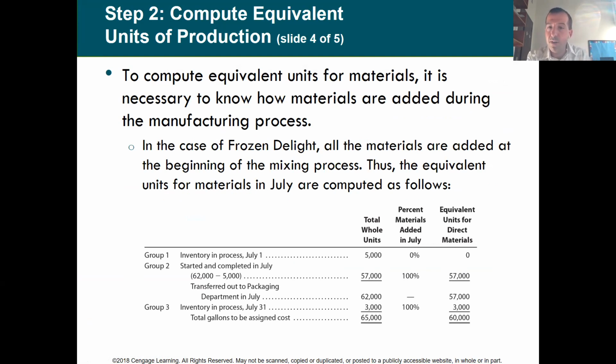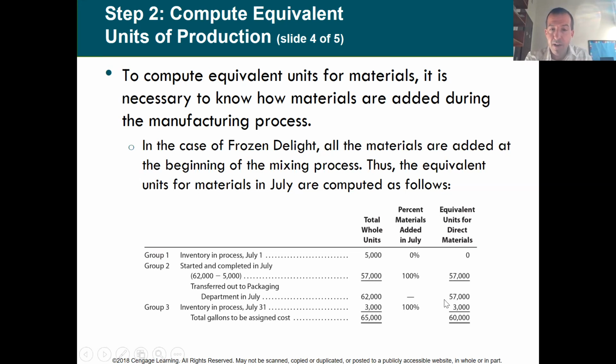So group one would be the June group three, which is the in process at the end of the month. We said that we're assuming that materials in this example are 100%. So the equivalent units for group one is 0 because the units absorbed the cost in June already. In group two, we're saying that the materials were 100% complete. Group two is the items that were started and completed in the month of July. It's 100%. So we take the 57,000 times 100%.